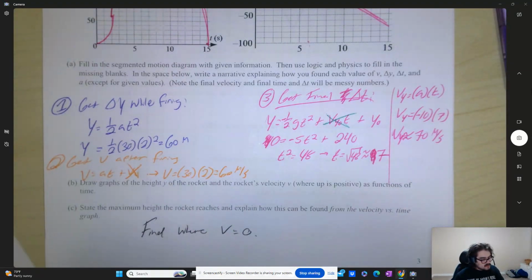I think that's all of section 1. Yeah, that's all section 1. We're moving on to graphs next. Okay, have fun. Go boss it up.